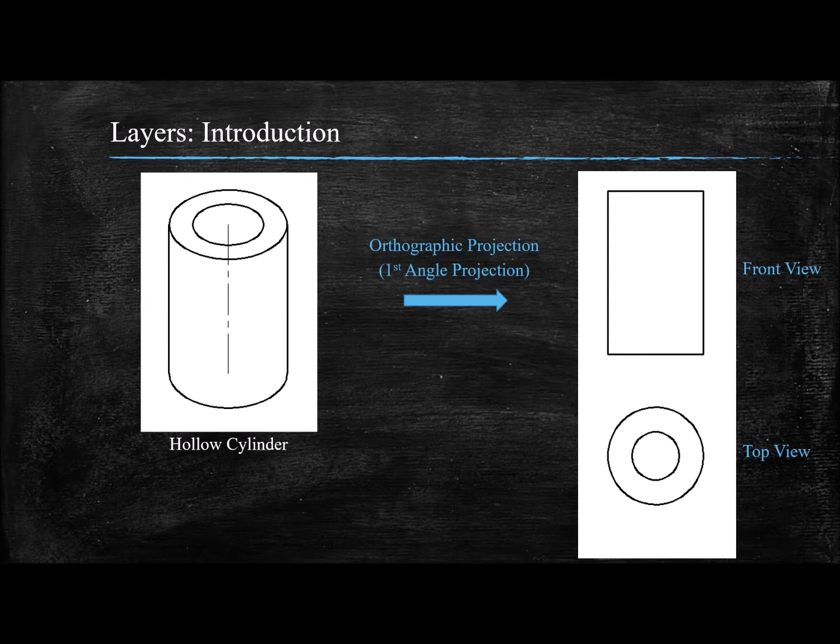Now, if we want to represent the internal hollow, then from the very basic concepts of engineering drawing, we know that internal or hidden features in an object are shown through hidden lines or dashed lines. So now we improve our previous drawing, a previous view, by incorporating the hidden features, just like this.